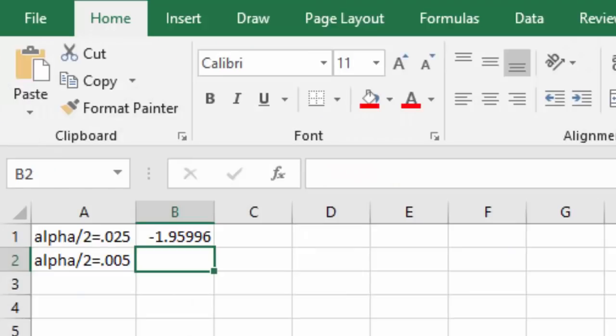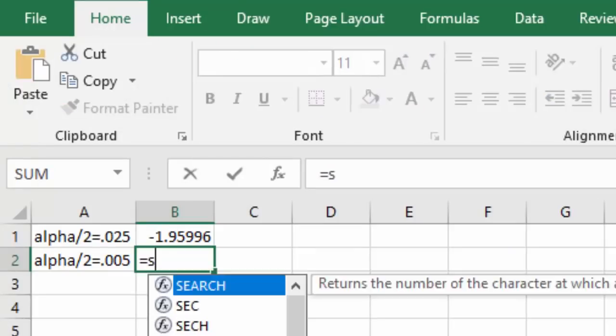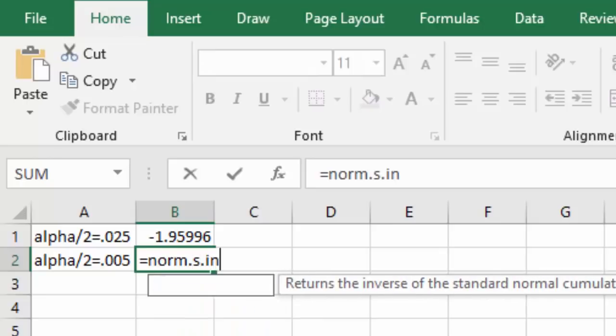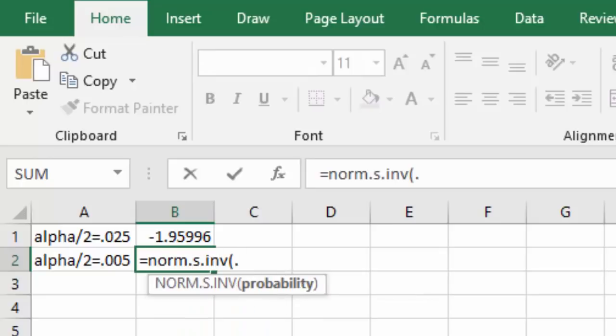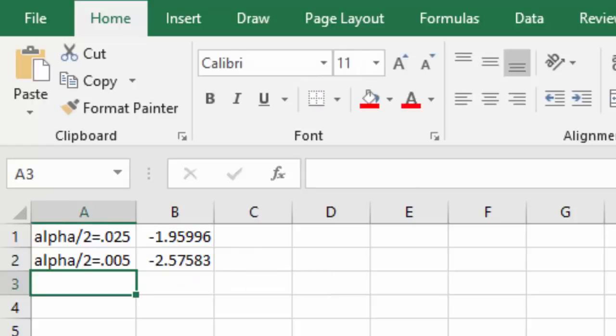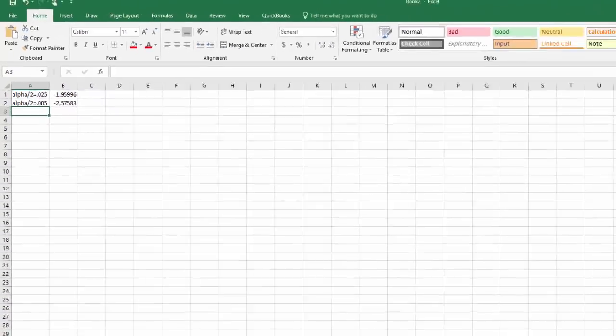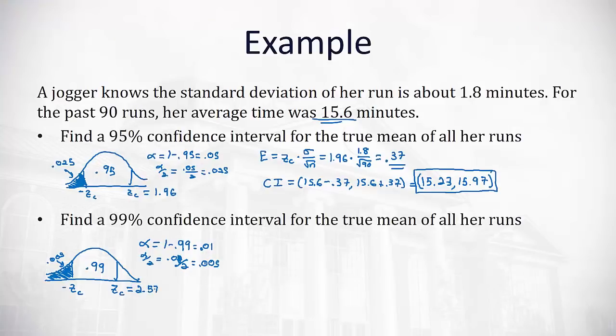We can use the inverse to find our z sub c values. We want alpha over 2 to be 0.005. We'll say equals norm.s.inverse because we have the probability of 0.005. We just want to know what z goes with that. It's going to be negative 2.576. Let's go 3 digits here. 2.576 is going to be our z sub c.